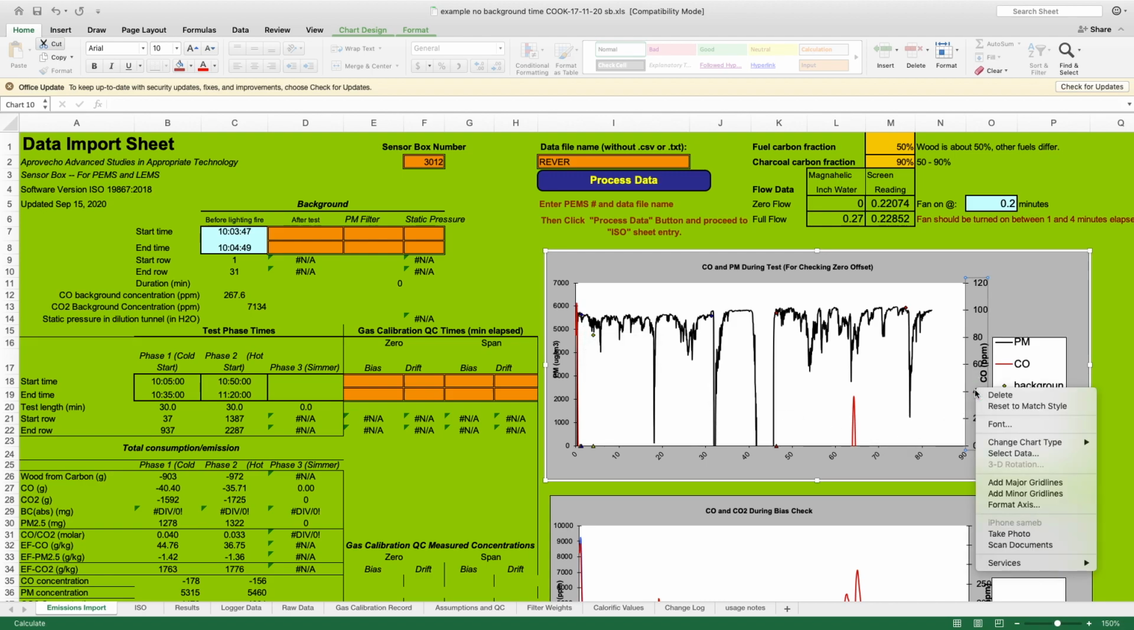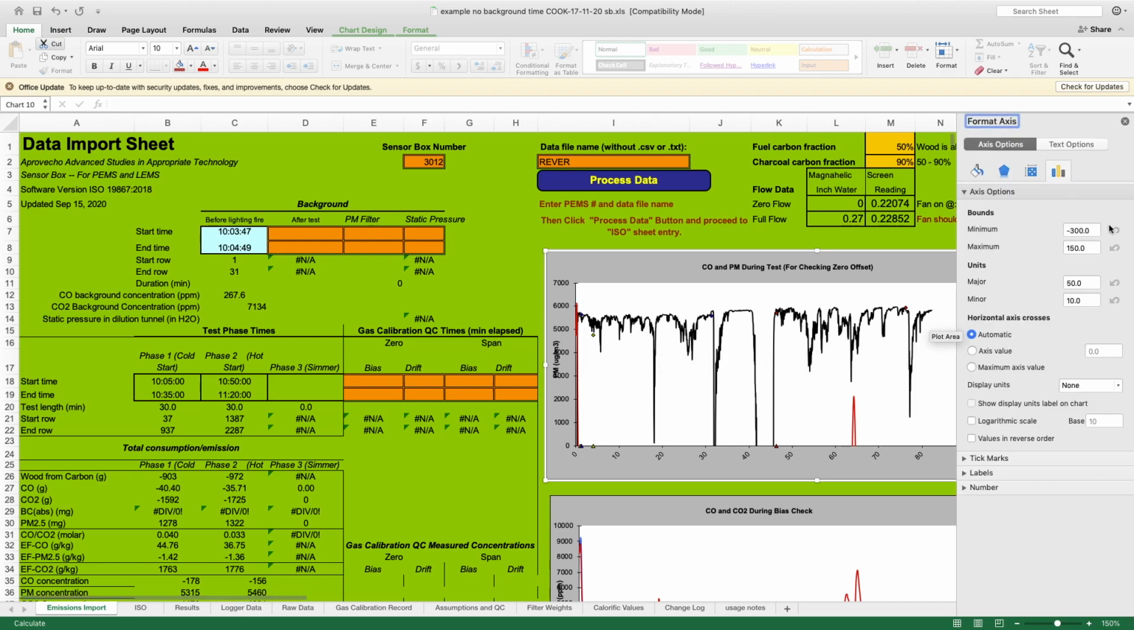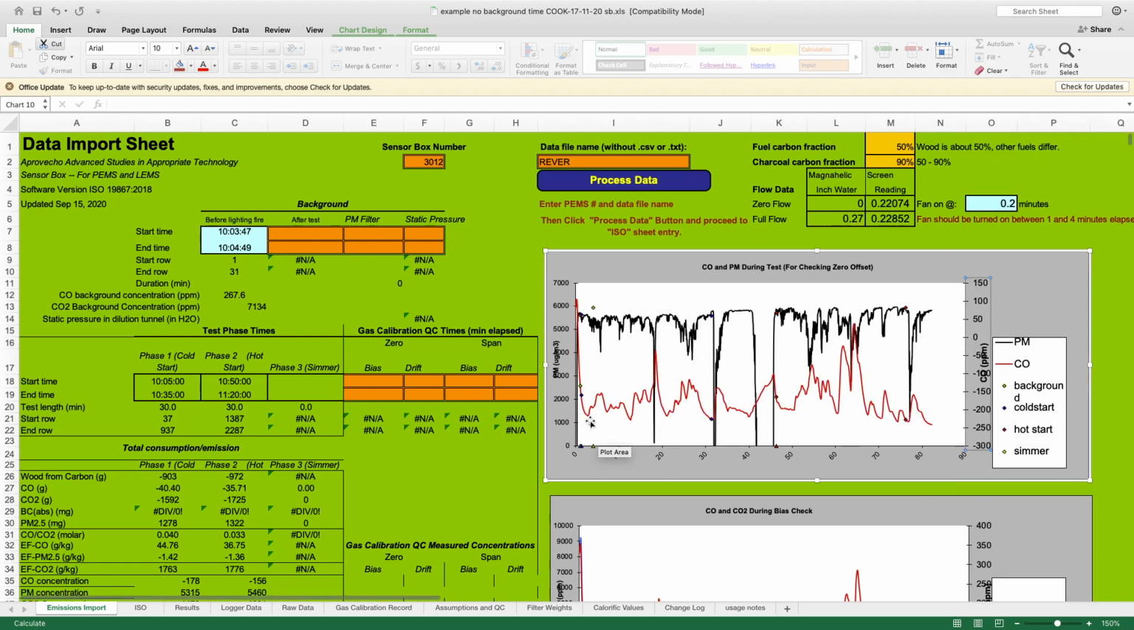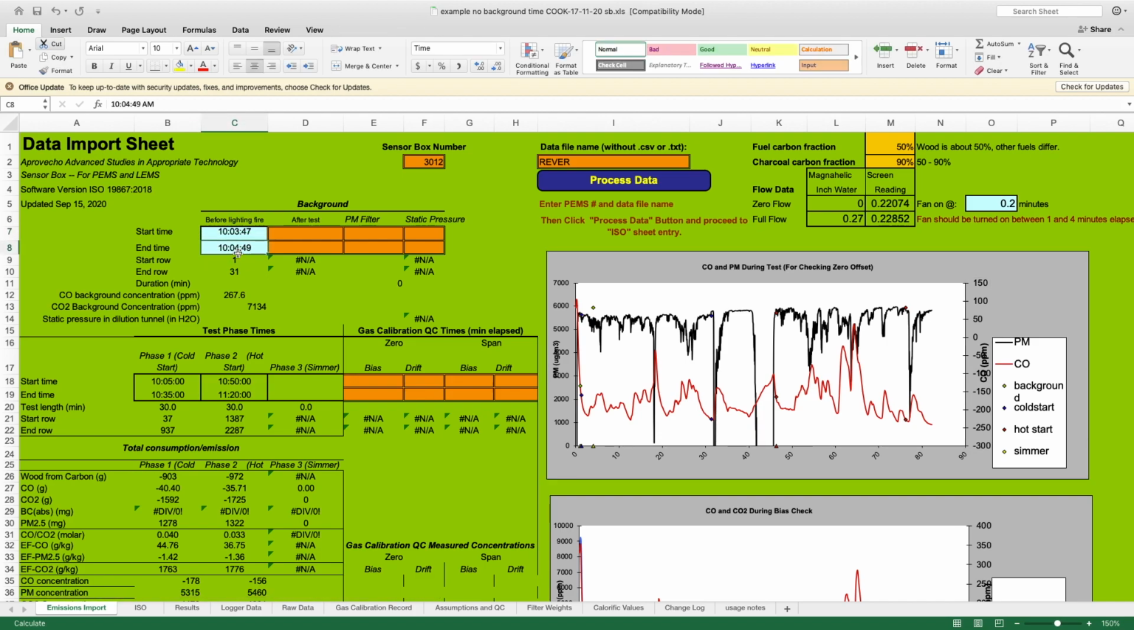We can zoom out and see the CO, and we'll see that also for CO there was no background measurement taken. So this green dot is supposed to be on a flat period, and it wasn't taken. So normally what I would do is change these times so that they go on a flat period. But since there's no flat period, we can't change these times. We can change the time, but it doesn't solve the problem.